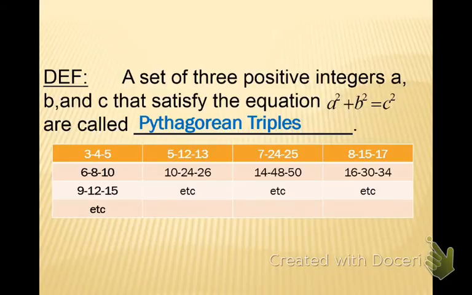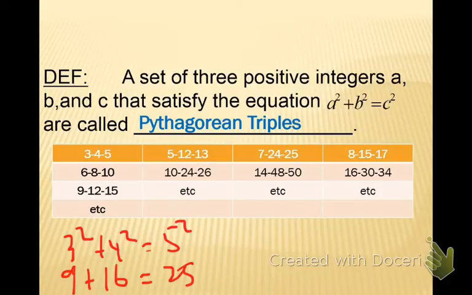3 squared plus 4 squared equals 5 squared. 3 squared is 9. 4 squared is 16. Right? So we've got 3 squared plus 4 squared equals 5 squared. That's 9 plus 16 equals 25. So that satisfies the Pythagorean theorem. So 3, 4, 5 is a Pythagorean triple.